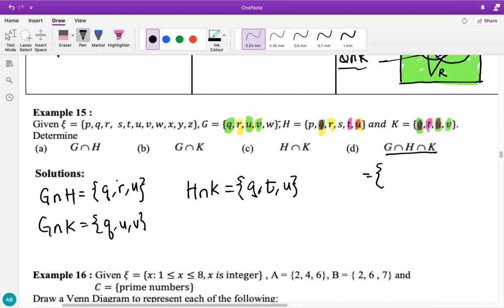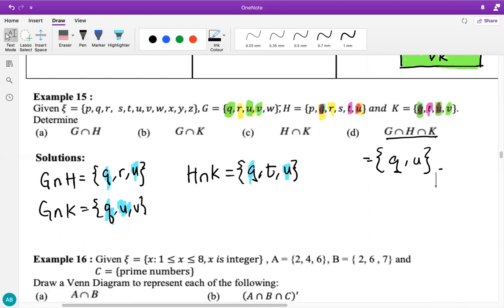The last one, G intersect H intersect K. We find the common elements in between these three sets. I use blue for this one. You can see here all got Q, all got U. Then there are different elements R, V, T in the respective sets. Therefore, our answer will be Q and U only. So this is how you solve the problem. Right, so this is example 15.